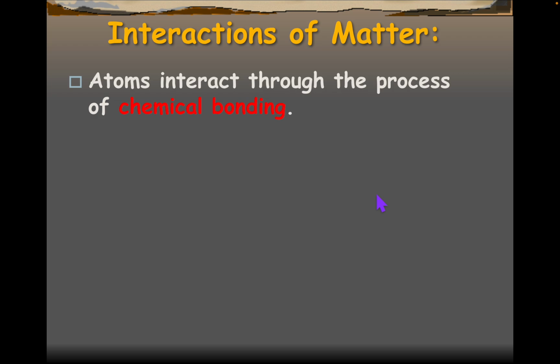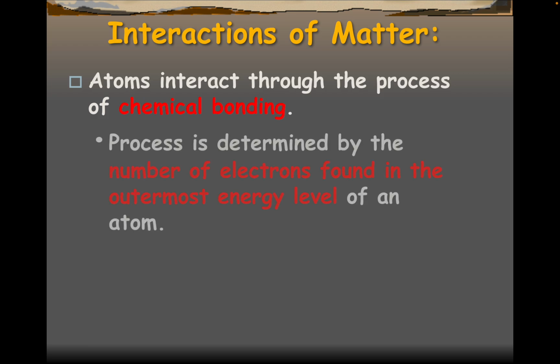So we really like to focus a lot on the interactions of matter and how things bond. In the next lecture, you're going to be learning about water and the interactions between those elements are important. But in all of biology and all of biochemistry, the interactions of these atoms are extremely important. So atoms interact through what we call chemical bonding.